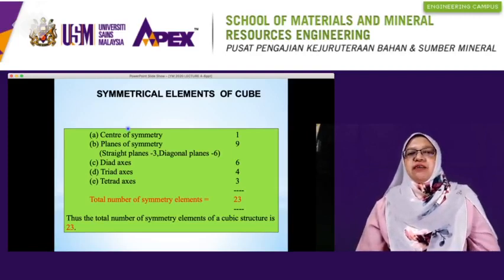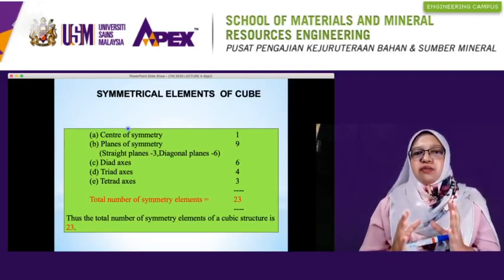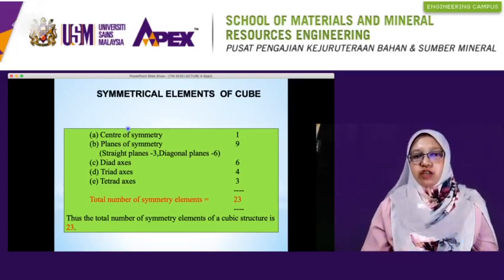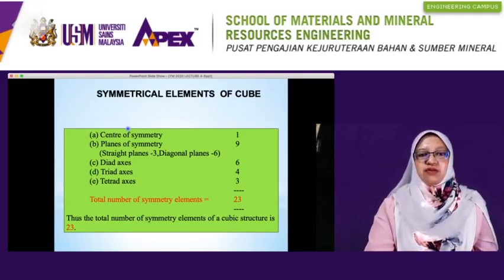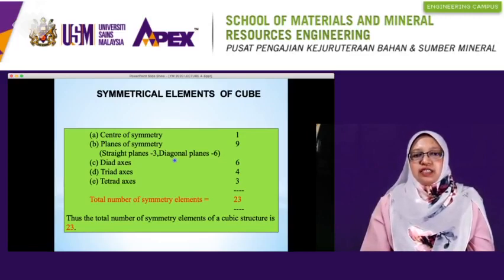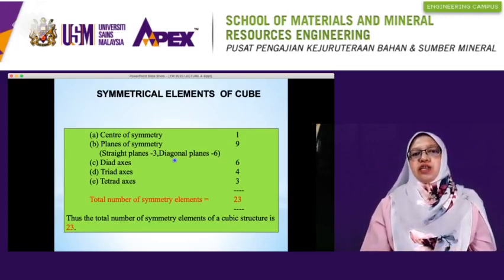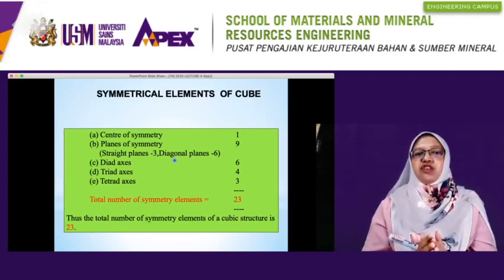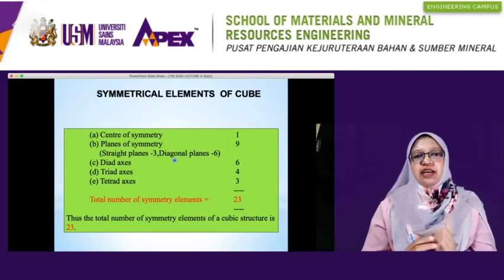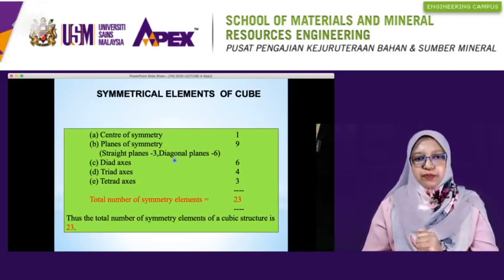Finally, this is the summary of symmetry elements of a cube. A cube is a very simple crystal, so that's why we always refer to the cube. Even for a cube, there are a lot of symmetry elements. As we said, a crystal can have only one center of symmetry. It can have many planes of symmetry or axes of symmetry, but a crystal can only have one center of symmetry.